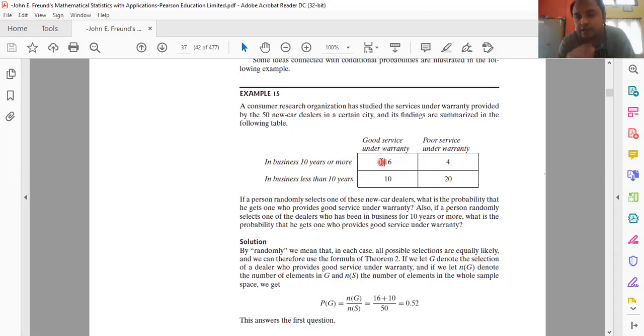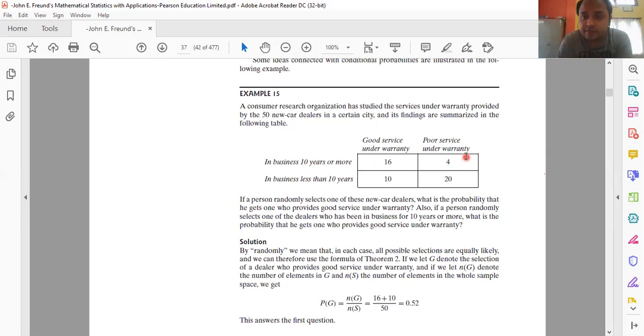So in that particular case, the probability will be good service under warranty: favorable number of cases 16, and the total number of cases will be 16 plus 4, that is 20. So 16 by 20 is the probability. Okay. Now what has happened over here?